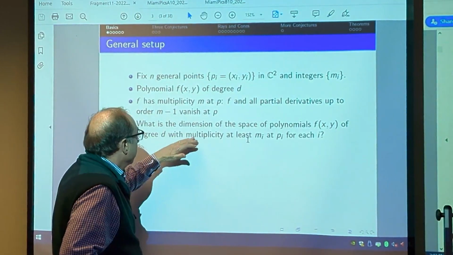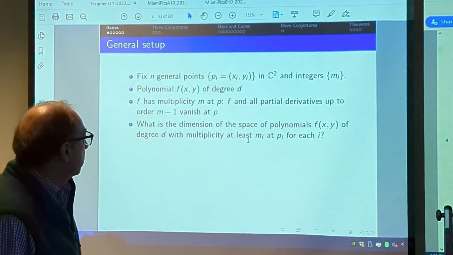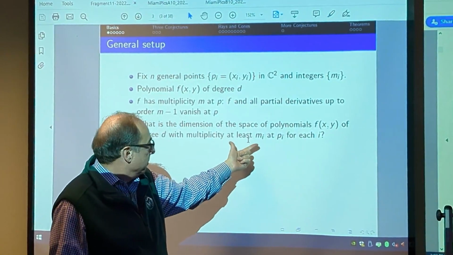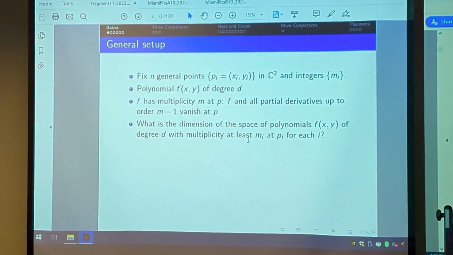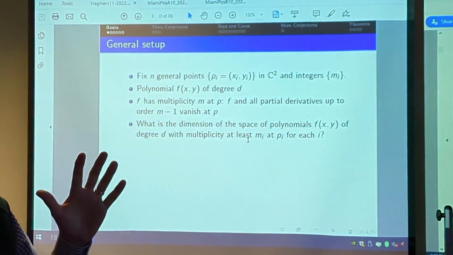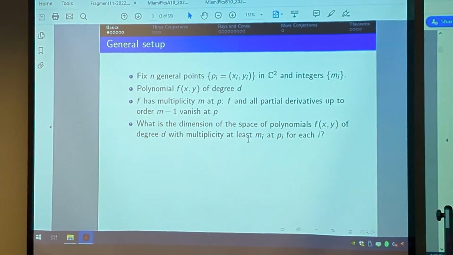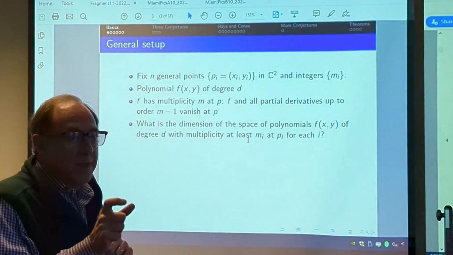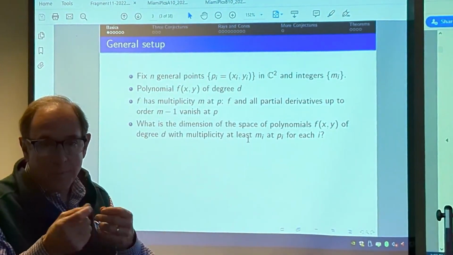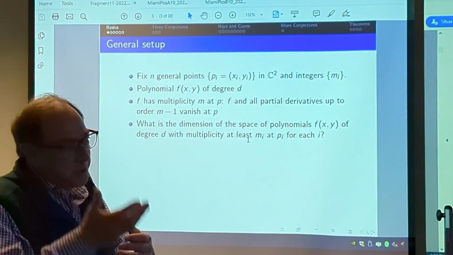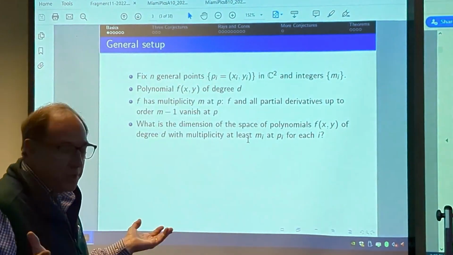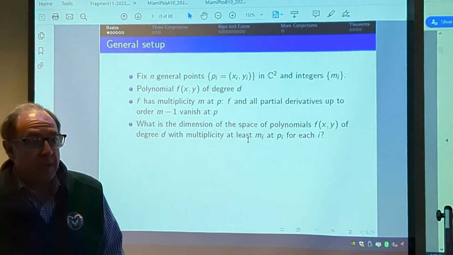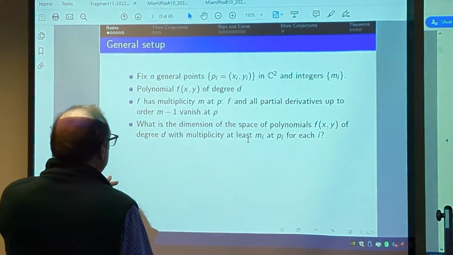So you can ask the question, what's the dimension of that space of polynomials? You fix the degree d, and you ask that they start with monomials of degree m_i when you center coordinates at each p_i. What's the dimension of that space of polynomials? You can ask this in any dimension. In dimension 1, it's trivial, because having multiplicity m at a point P means (x minus P)^m factors out. So you just drop the degree and whatever's left is the space of polynomials. In dimension 2, this question is not known. It's not known in any dimension at this level of generality.